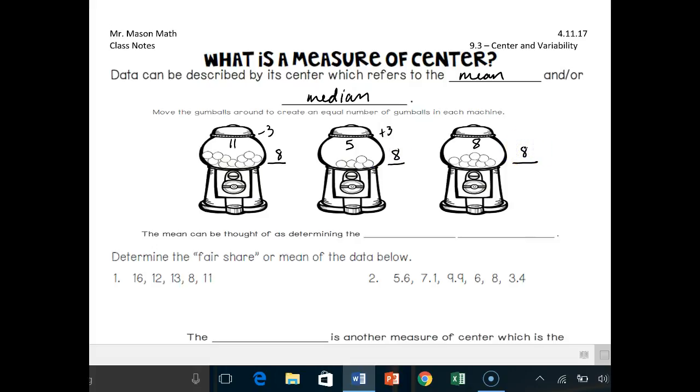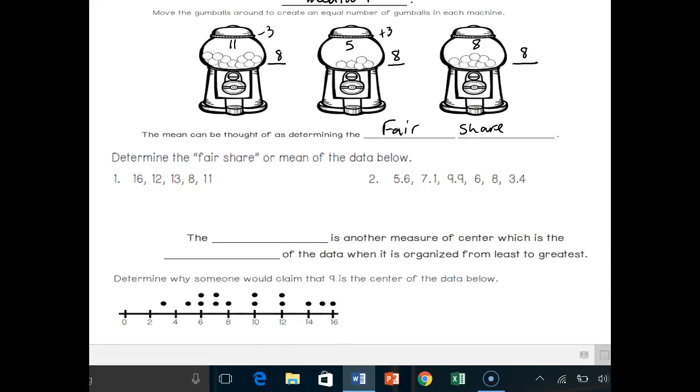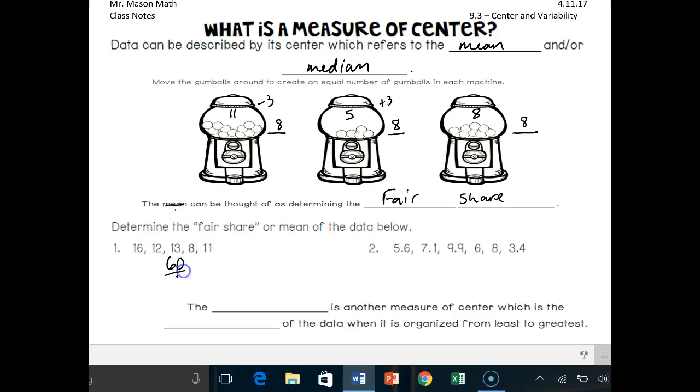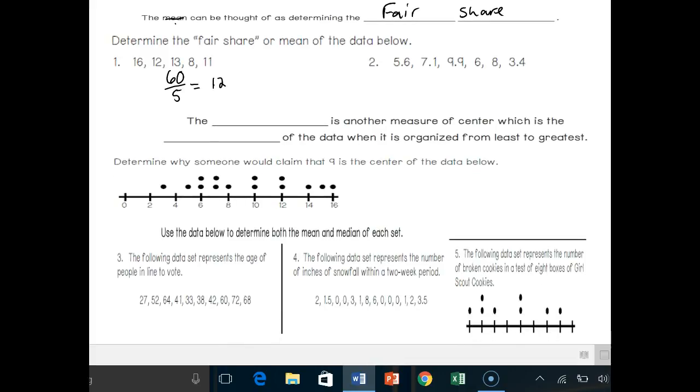So the mean can be thought of as determining the fair share. All right. When you have a mean, everybody gets the same. Everybody gets their equal share. So determine the fair share or the mean of the data below. So here, all we'll do is add up these numbers: 16 plus 12 plus 13 plus 8 plus 11. We get 60. I'll divide by, I have 5 numbers, and so my mean in this case is equal to 12. Number 2, I'll probably ask you to do in Edpuzzle.